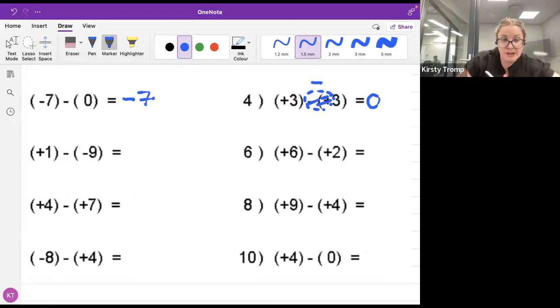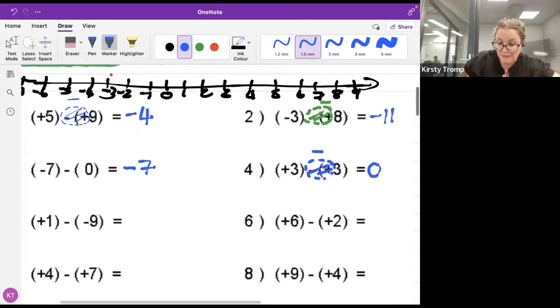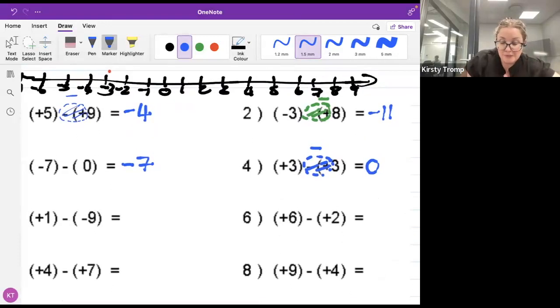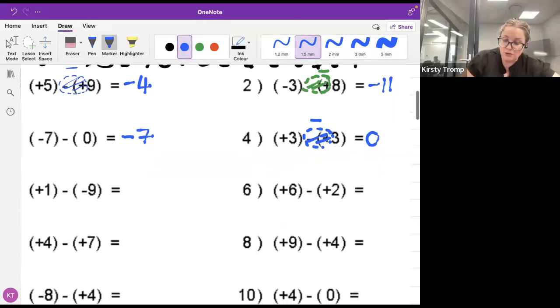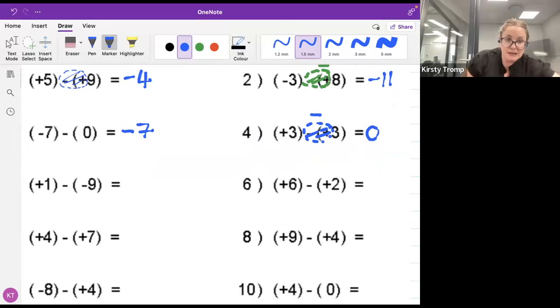All right, so somebody is asking me, how did I get to negative 11? I used my number line, negative 3 minus 8. If you go to your number line and you go to negative 3 and you go all the way back, if you minus 8 from negative 3, you get to negative 11. Okay, you need to make sure that you use your number lines.